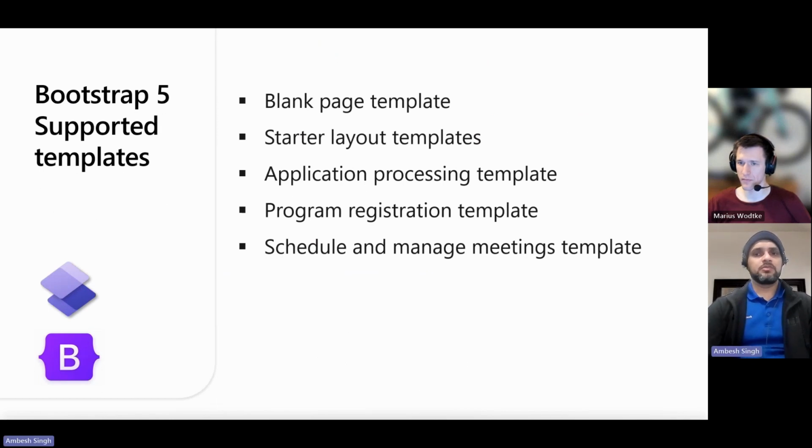Now, you can create your sites with these Power Pages templates, which are available on the screen, that are supported by default with Bootstrap version 5. You can go with the blank page template, starter layouts 1, 2, 3, all of those starter layouts, the application processing template, then a program registration template, and a scheduled and managed meeting template. These templates are already supported by Bootstrap 5.